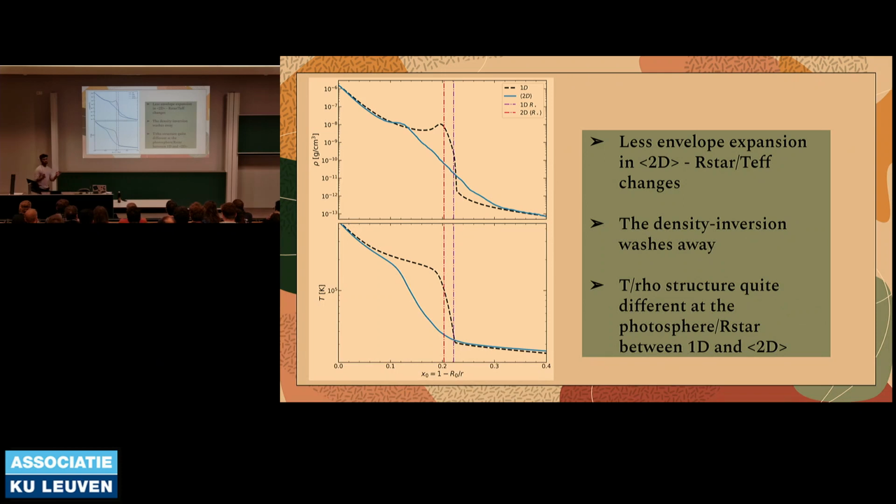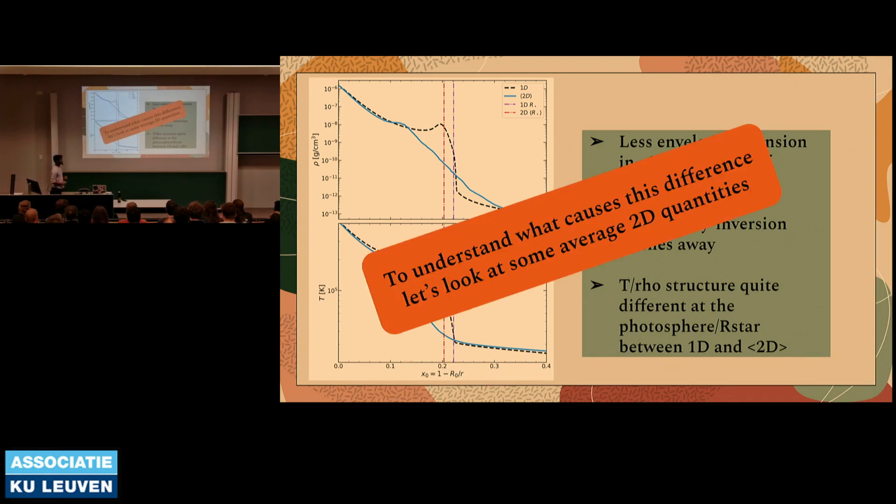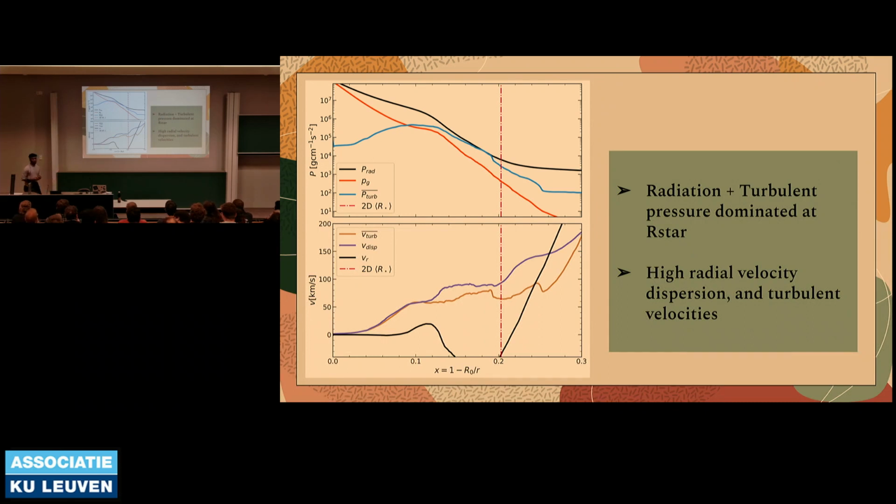In order to do so, let's look at some average 2D quantities. One of these is your pressure terms. If you look at the top plot, around the photosphere you might notice that it's actually radiation pressure plus turbulent pressure dominated. The bottom plot is your dispersion in radial velocity, and V_turb is basically the density weighted dispersion. These values are really high, and they are reminiscent of the extra broadening macroturbulent velocities that we put in our 1D codes. So this is one of the things that we probably need to add to our 1D simulations.